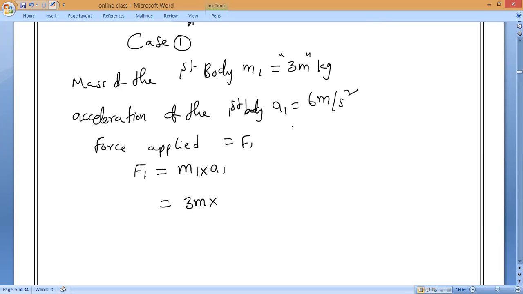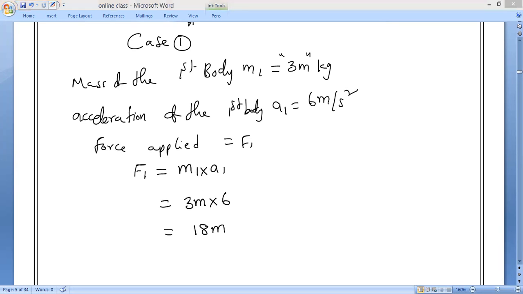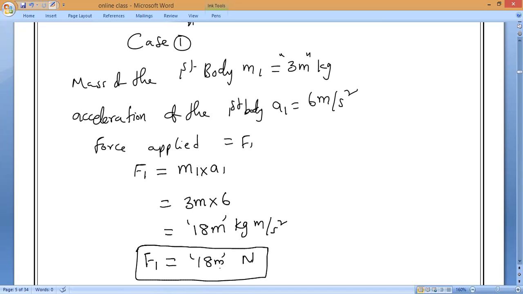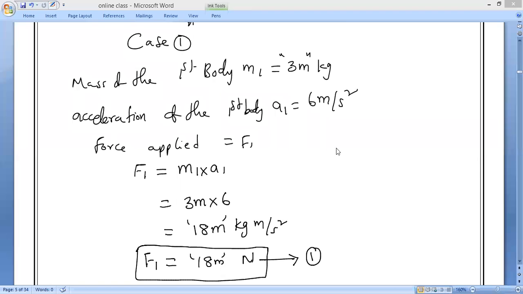So M1 is 3m, into A, which is 6. Which is equal to 6 3s are 18m. Understanding? 18m. This is force, in kilogram meter per second square, which is equal to 18m newtons. Is it right or wrong? This is F1. I am taking a ratio here. It's not 3 kg they have given. If 3 kg was given, you would directly get 18. It's a ratio, so that is why I'm taking it as m. Is it okay? That is what you have to remember. Now you observe.